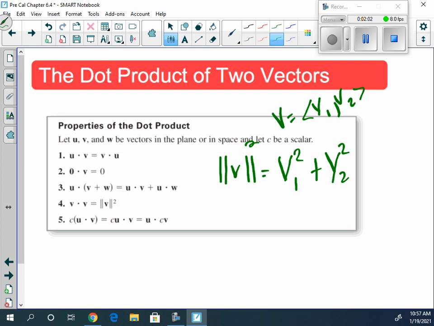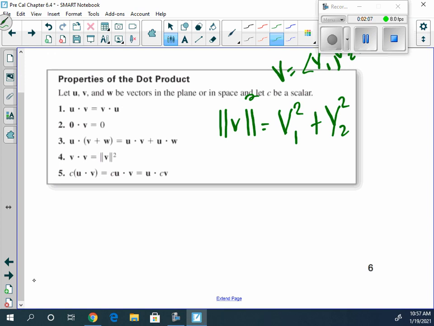Now the dot product of v, and I'll scroll down here, because we said v dot v. Well, that's going to be v1 times v1 plus v2 times v2, because we're multiplying the first components by the first components and the second components by the second components. And we get this here. v1 times v1 is just going to be v1 squared, and v2 times v2 is just v2 squared. So those work out to be the same thing.